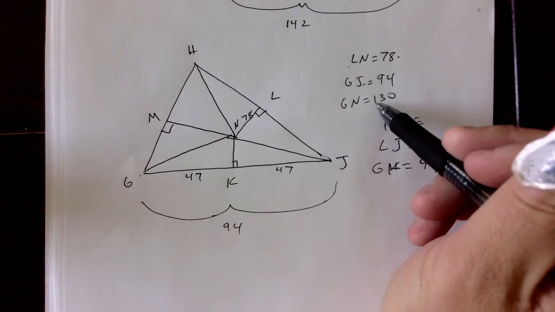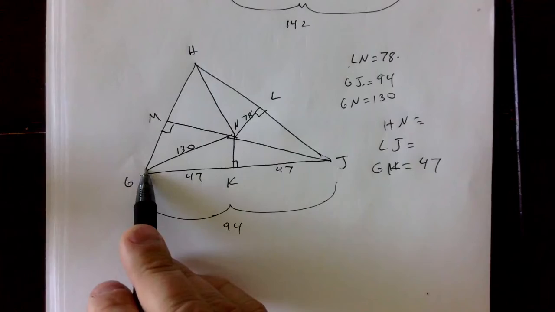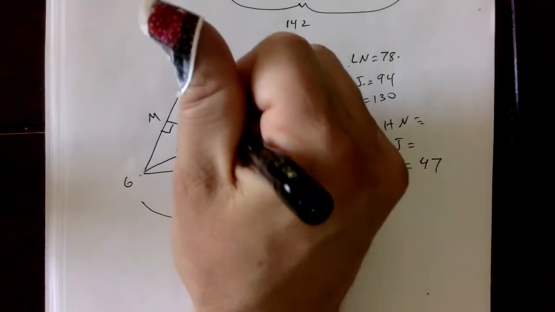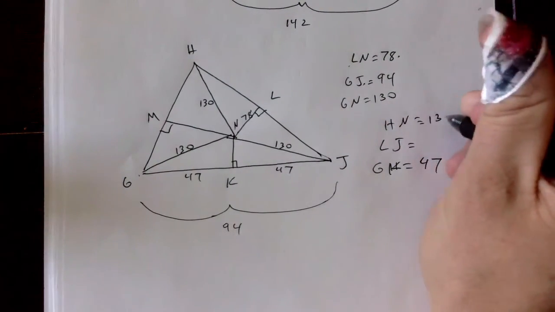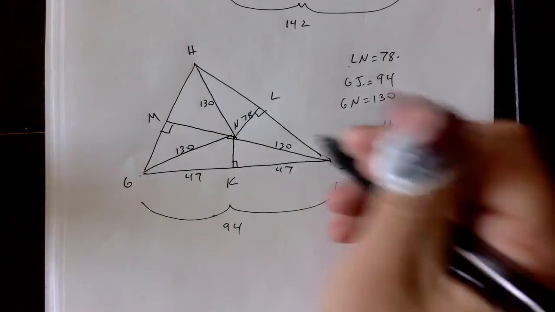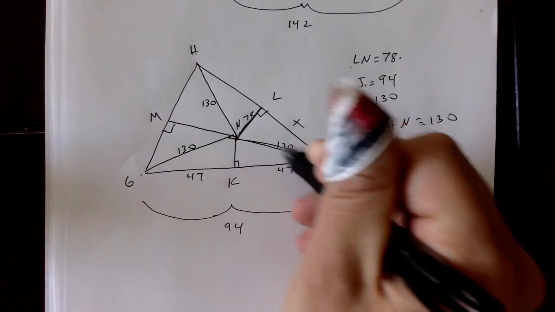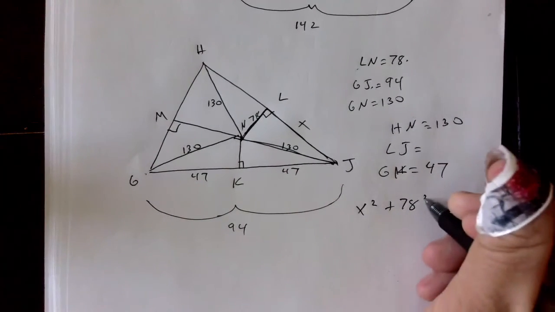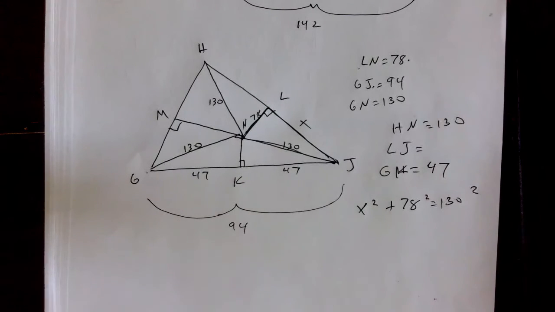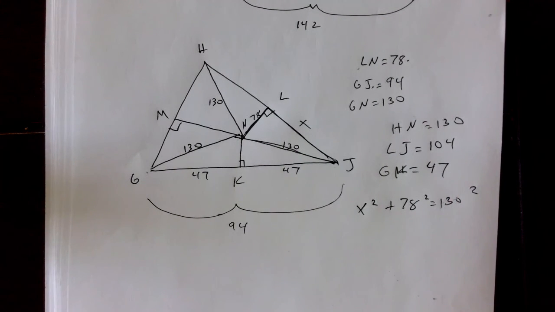The last thing they tell us is that GN is 130. Well, once again, the distances from the vertex of the triangle to the circumcenter are all the same. So they're all 130, which means that HN is also 130. Once again, it's asking for LJ. We're going to have to use the Pythagorean Theorem. Here's our triangle. So x squared plus 78 squared equals 130 squared. You go through, you start to solve it, and you get x equals, or LJ equals 104.